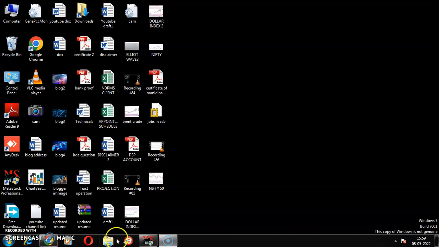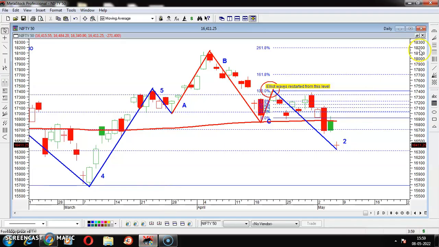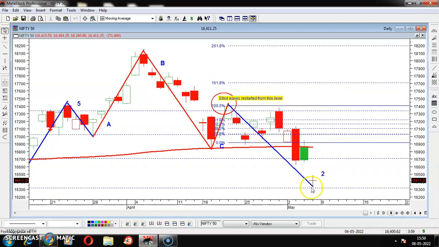What does the Nifty chart say? This is a daily candlestick chart of Nifty. This is the last candle. This candle is technically known as a doji star candle. This is a star and doji.